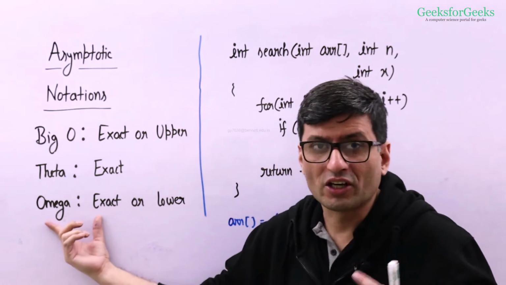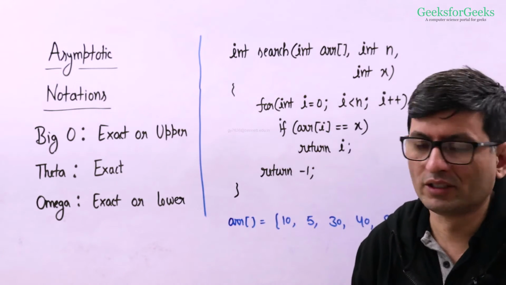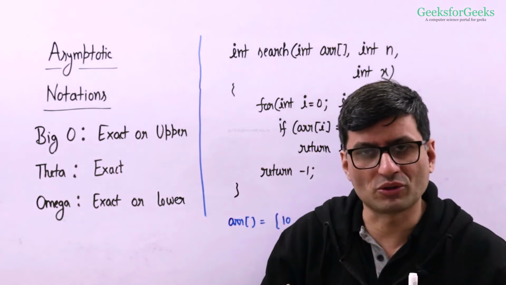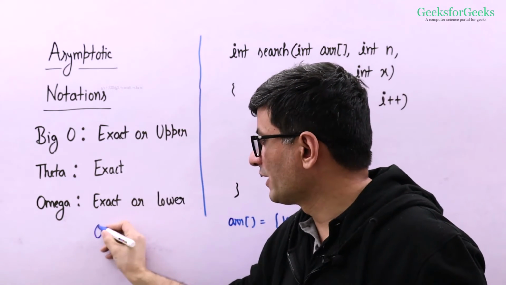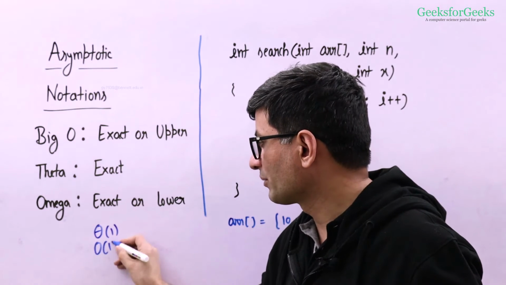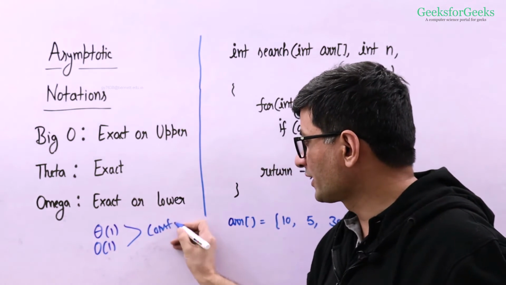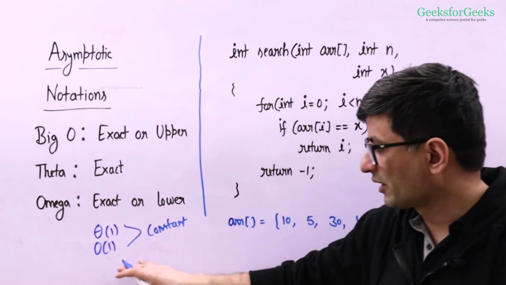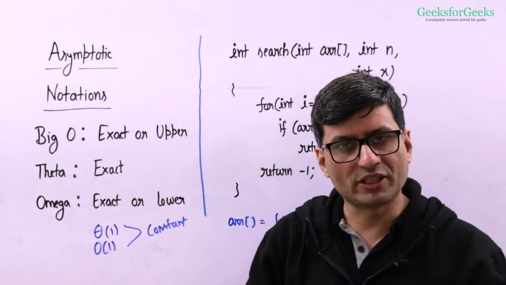Omega notation is the opposite of big O notation. It represents a lower bound or exact bound. So if we talk about this function, in the best case, it's going to take constant time. When we talk about big O and theta, theta 1 represents constant, and big O 1 also represents constant. When you write theta 1 and big O 1, we mean constant. We'll discuss these notations in detail later. But with any notation, if you write 1, it means a constant value.